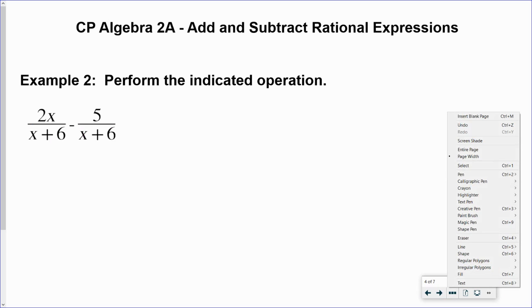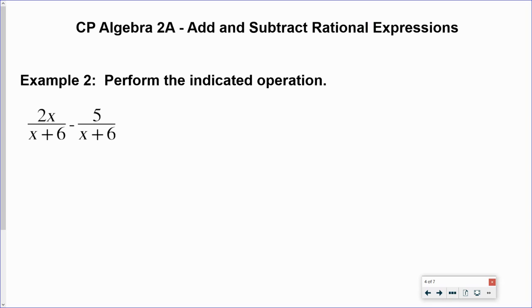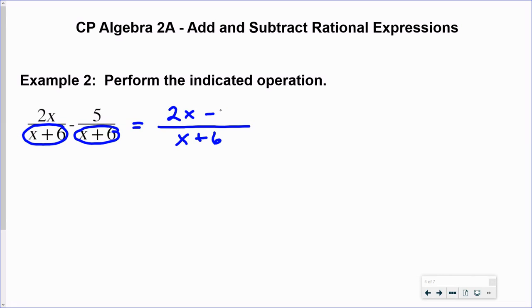Second example, pretty much just as straightforward. Again, if we take a look at these two fractions, we have 2x over x plus 6 minus 5 over x plus 6. Here we see that we have, again, a common denominator of x plus 6. So I'm just going to write this as something over x plus 6. And to figure out what's going to be in our numerator, we're just going to subtract 5 from 2x.